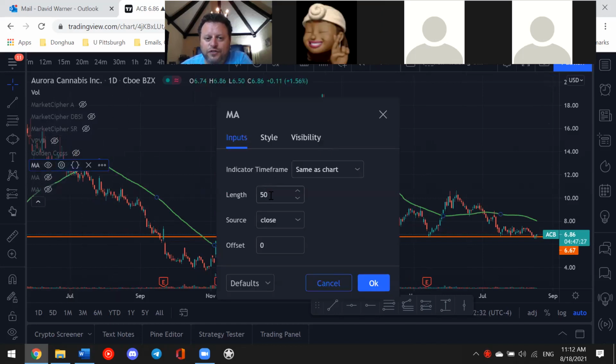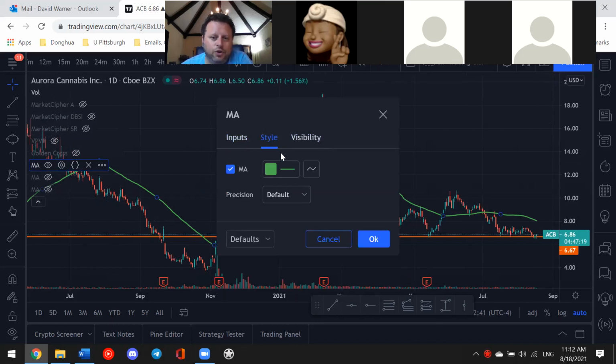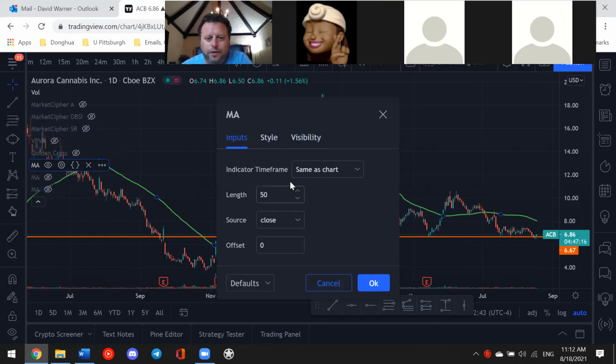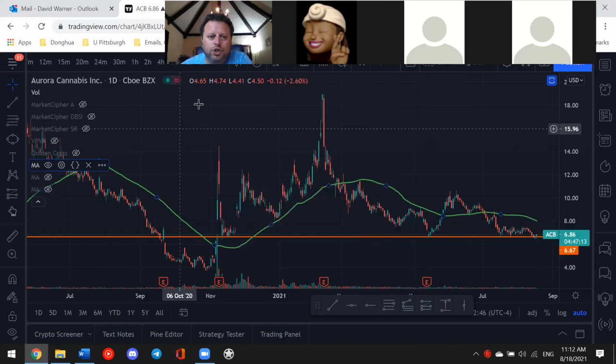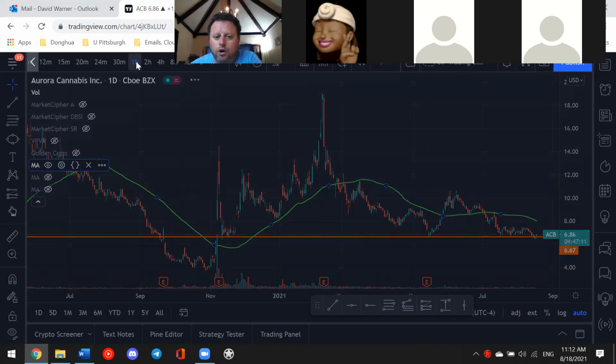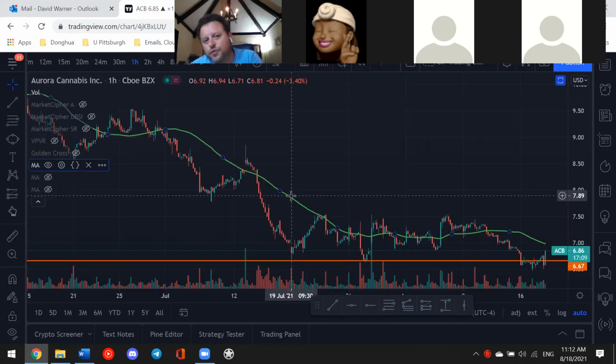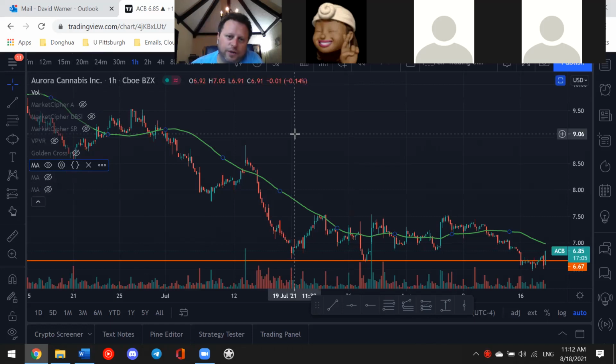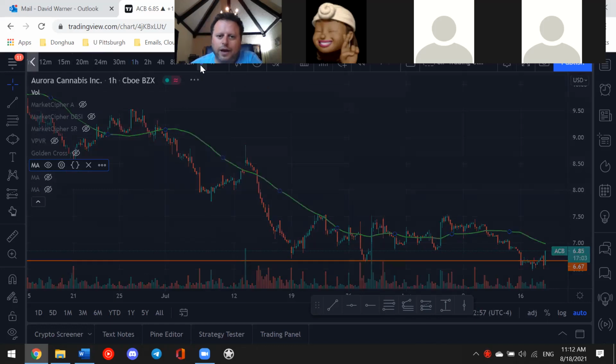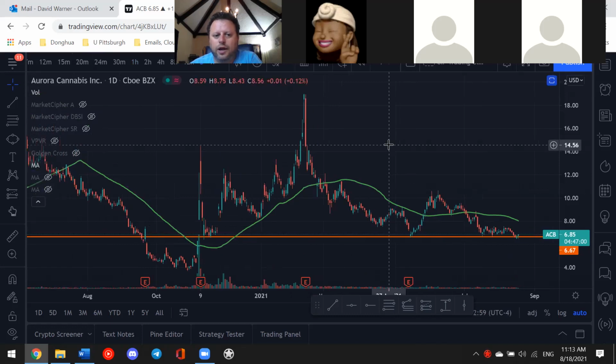is the 50-day moving average, or what's called the SMA 50 or 50 SMA. Now, I made it in green. You can do whatever you want, but this is 50. And it's the same as the chart. So what that means is if I change this chart to a 1 hour chart, now it's not 50 days, it's 50 hours. If I change it to 1 minute, now it's not 50 hours, it's 50 minutes. But let's keep it a day for right now. And let's look at this line.